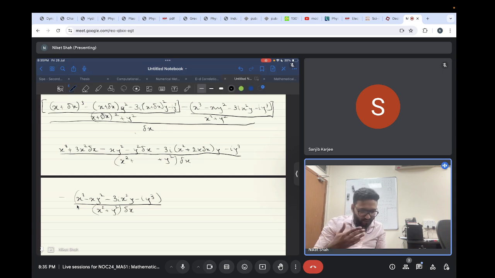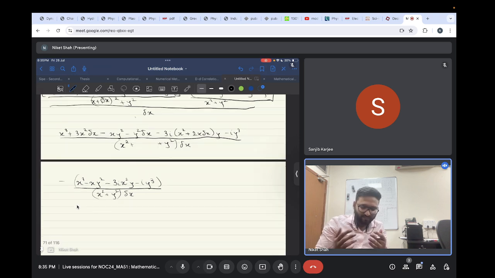So once I do that, the denominators become equal, of course. And I can simply cancel out things that I can cancel out. X cube gets cancelled, minus xy square also gets cancelled. 3i x square gets cancelled, i y cube gets cancelled.